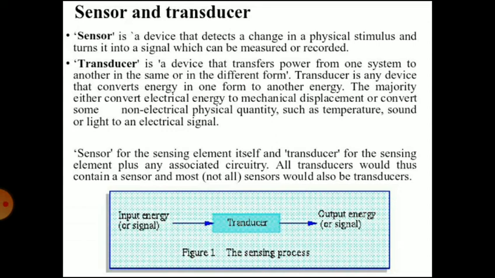The majority either convert electrical energy to mechanical displacement or convert some non-electrical physical quantity such as temperature, sound, or light to an electrical signal. So the sensor is for the sensing element itself, and the transducer is for the sensing element plus any associated circuitry. All transducers would thus contain a sensor, and most sensors would also be transducers.